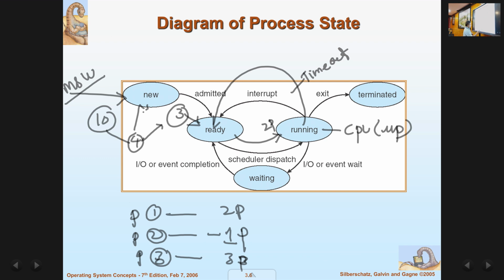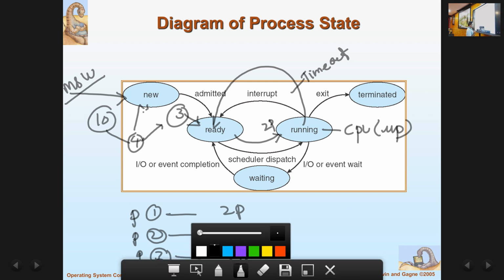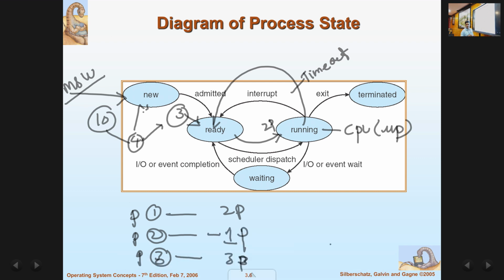Reason number 2: the process is already running under the CPU. Suppose suddenly the process says, now I require 3 resources. I was having 2 resources, I was happy with those 2 resources, but now the situation has come where I need a 3rd resource. But the 3rd resource is not available.